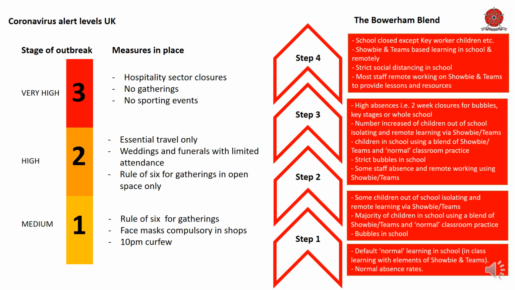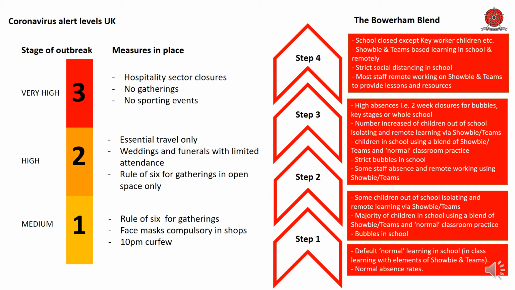What we have done is put step 1, 2, 3 and 4. That means that we are very clear on what we are doing in each step for all of our staff and children in school. Step 1 is default, it's normal learning in school. It means that we're not in bubbles. It means that it's normal absence rate, but we would continue, because this has made us really think about how we operate and plan. We would continue doing Showbie and Teams no matter what. So again, no child can ever lose their learning if they're not in school.